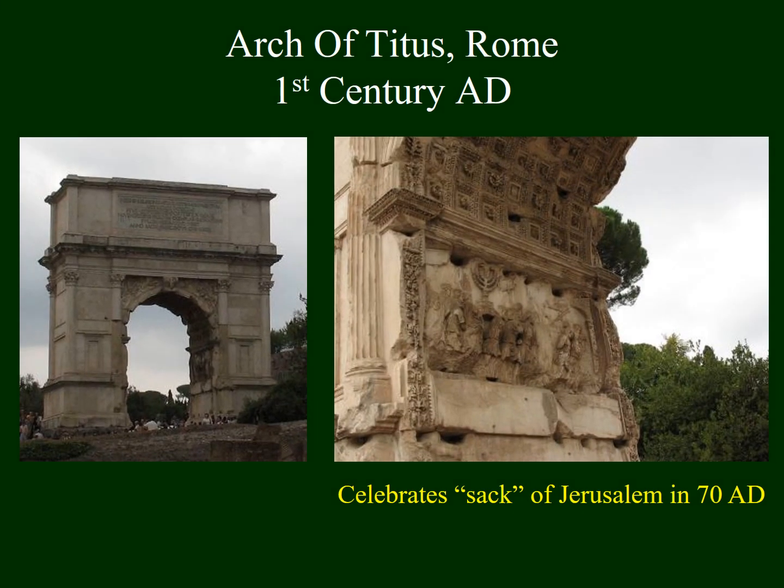I believe these Roman arches showing some triumphs of the Romans was shown in a previous lecture, but I wanted to point this out again because this is the Arch of Titus, located in the city of Rome, and it celebrates the so-called sack of Jerusalem in 70 AD. The arrow is pointing to a menorah, demonstrating that they defeated the Jewish people.